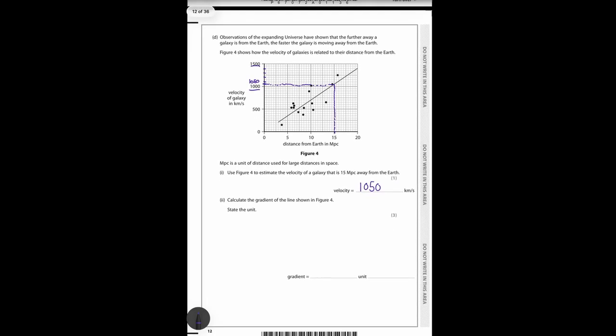Okay, calculate the gradient of the line that's shown in figure 4. Whenever I'm trying to do a gradient, I'm always trying to take the biggest triangle possible. Now I don't know here that it's going through 0, 0 because the line hasn't gone in. I might want to extrapolate and show that it is going through 0, 0, and then that can be a point from there, and then I can take any of these points from here, or I might just want to choose any 2 other reasonable points from there.